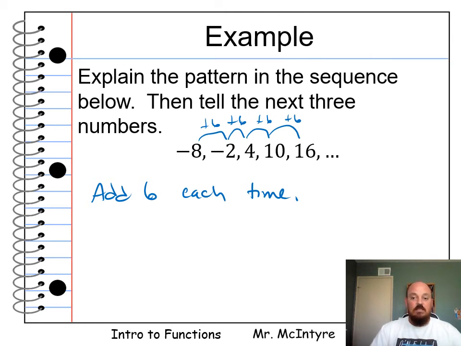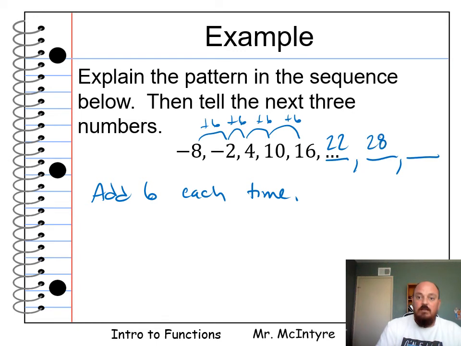Now, once you've recognized the pattern, the second part of the question is actually the easy part. It's saying, now, tell me what those next 3 terms would be. We'll just keep adding 6. 16 plus 6 is 22. 22 plus 6 is 28. And 28 plus 6 is 34. So once you've done the first part of that question, the second part is actually easier.